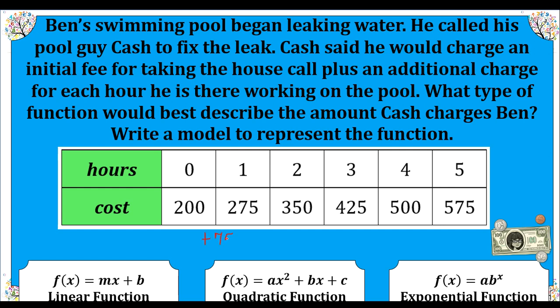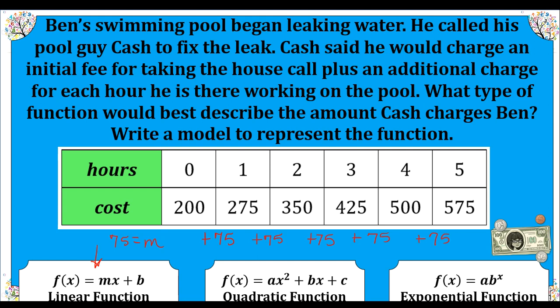And then we're going up 75, and then from 275 to 350. So for an hour working on the pool, he charges Ben 275. And you can see that this is going up 75 each hour. So this does have a constant rate of change. Our first difference is constant. So this tells us that it is linear. And the 75 is our M value.